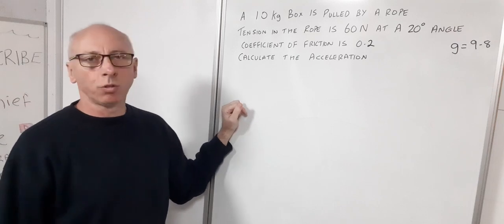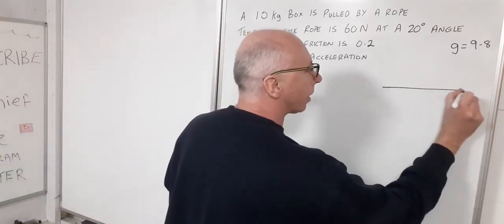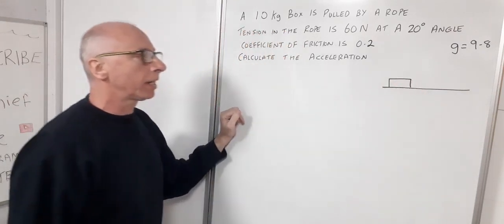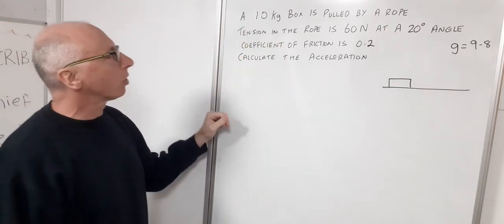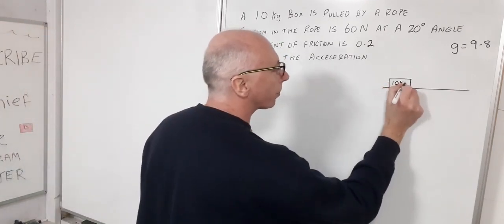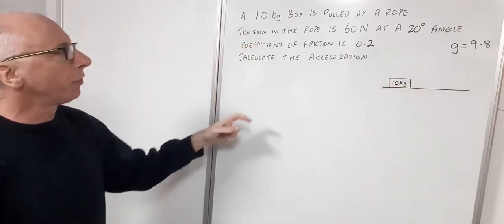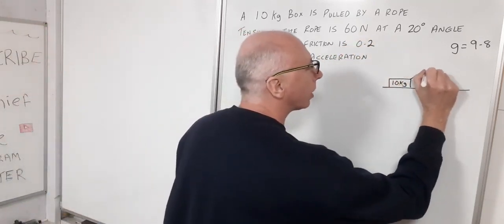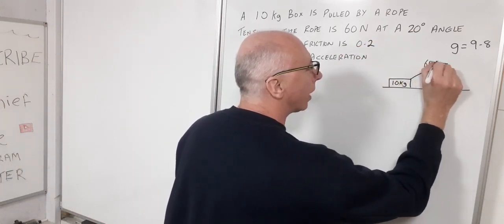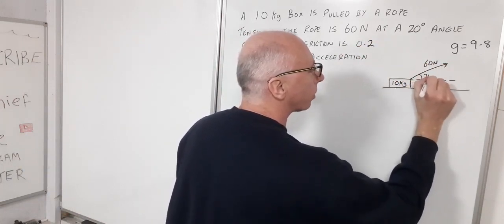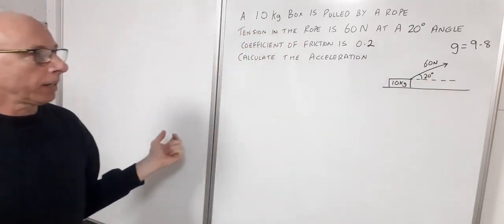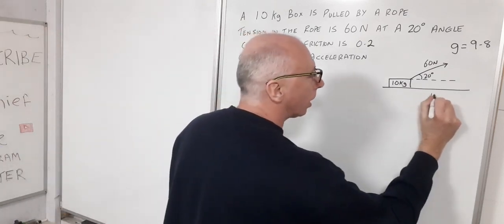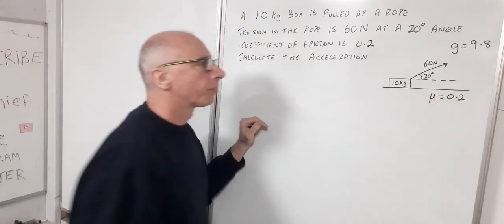So the first thing we'll do is draw a forces diagram. That can be the horizontal plane, and the rectangle can represent the box, which is 10 kilos. Now we can draw the force, which has a magnitude of 60 newtons at a 20-degree angle. So let's draw that on there. Then we'll have a 20-degree angle represented. So that's the forces acting on our box that are given in the question, and the coefficient of friction, I'm just going to write that there as 0.2.